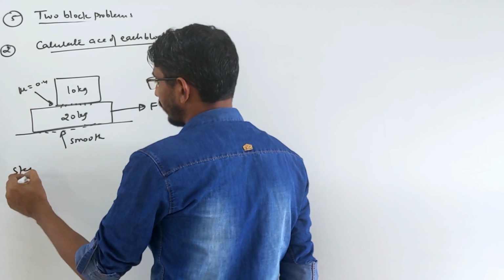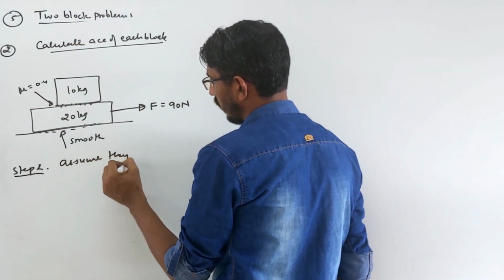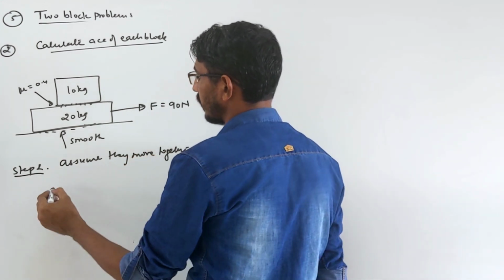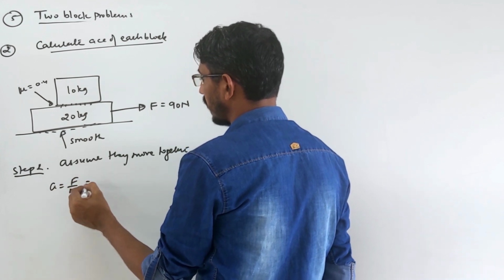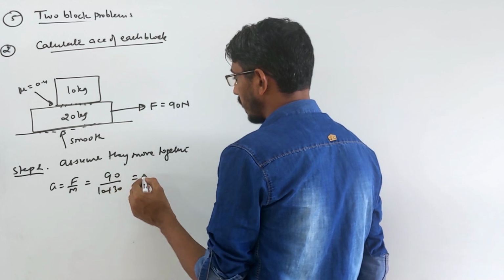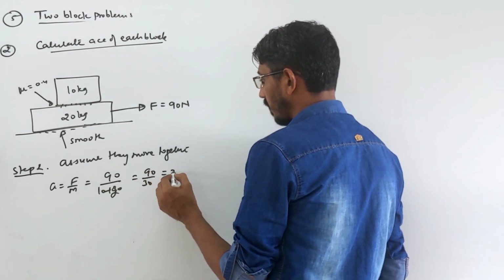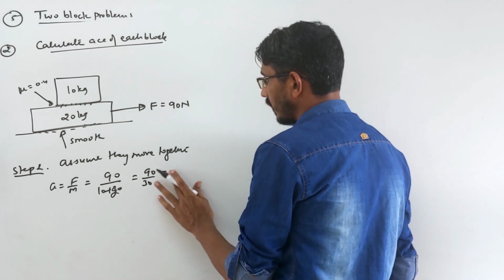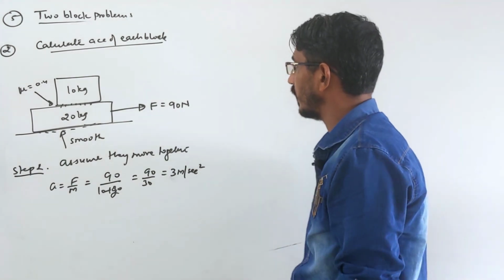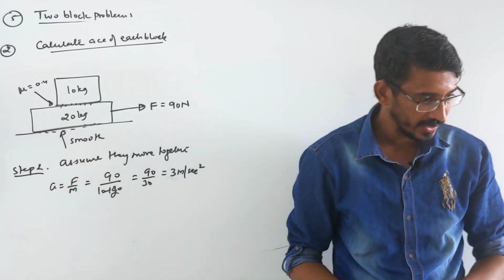Step 1 said: assume they move together, right? Find the acceleration of the system. So a will be total force by total mass. Total force applied is 90 Newton, and mass is 10 plus 20, which is 30. So this becomes 90 by 30, which is 3 meter per second square. So this is the acceleration you have found. If they move together, then this is the answer.